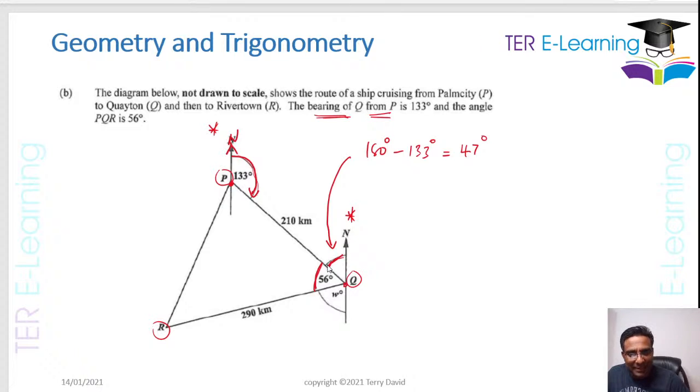Now, if you know this angle here is 47 degrees and this is 56, we can easily figure out what W is, because this is a straight angle here. So W is equal to 180 degrees minus 56 plus 47, and you're going to get 77 degrees. So we just worked out this angle here and we got 77 degrees.